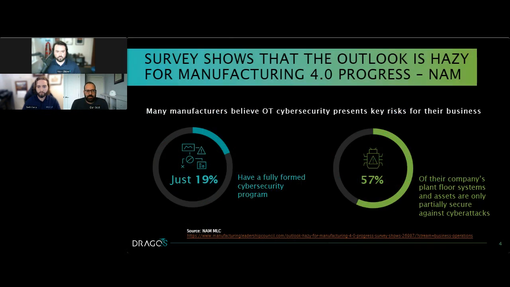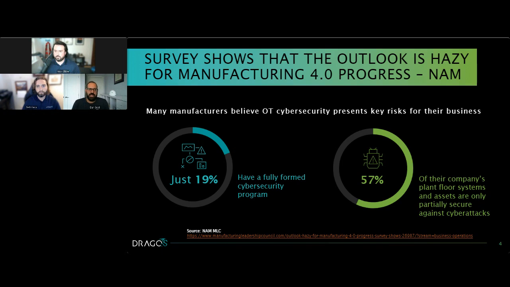So just to set the stage here. In April, the National Association of Manufacturers surveyed their membership around cybersecurity risk. And it's safe to say that manufacturers in general were not sure if they're doing enough or addressing all of the cybersecurity challenges that they have. Just 19% felt that they had a fully formed cybersecurity program.